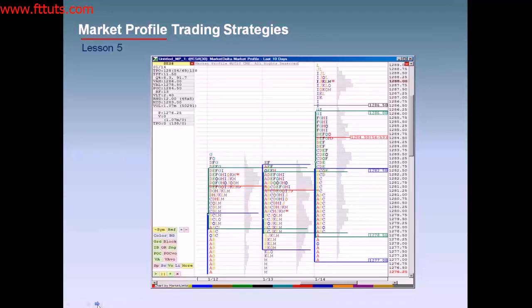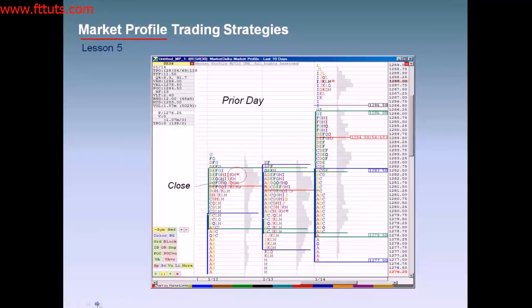Make sure you're always using the same exact colors for your value area, the same exact colors for your initial balance, and the same color for the POC. It will really help you immediately identify the elements on the chart. So just to do a quick review, my POCs are the red lines, my initial balance lines are the blue lines, and the value lines are the green lines.